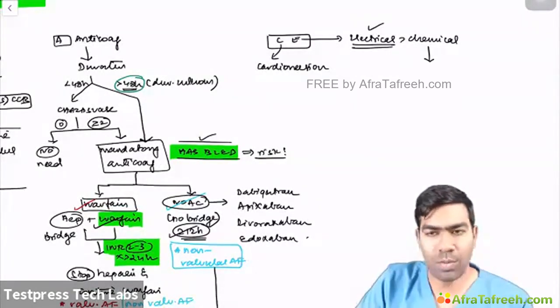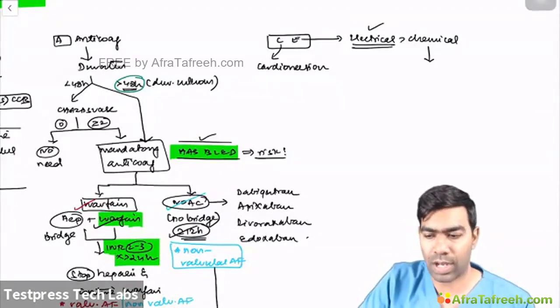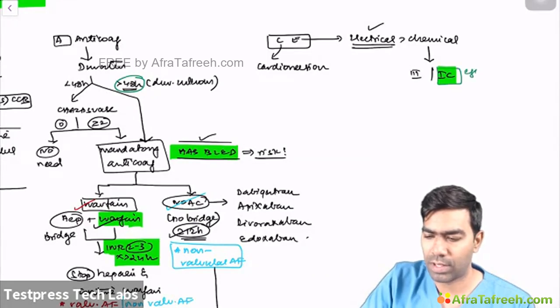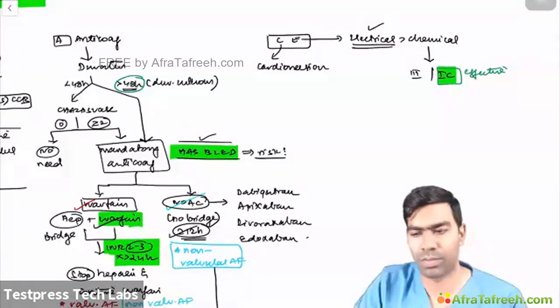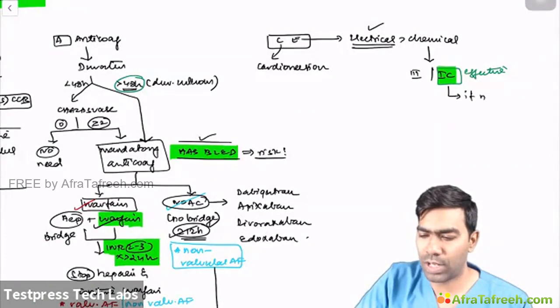But if you want to use chemical cardioversion, what kind are you going to use? Either you can use a class 3 drug or a class 1C drug. But if they ask you the most effective drug, it is always class 1C. That's supposed to be the most effective with a success rate of almost 80 to 90% in the first attempt itself. But one problem is it can be used only if there is no structural heart disease.